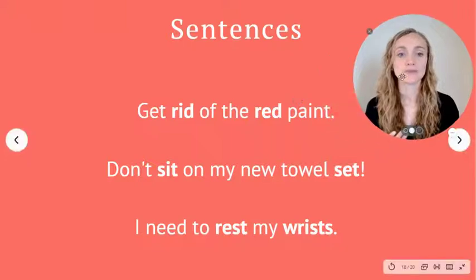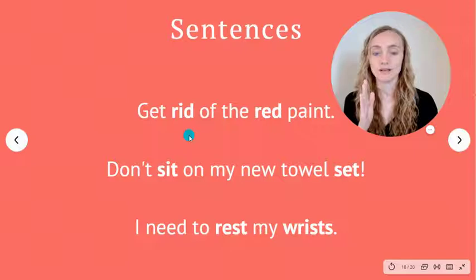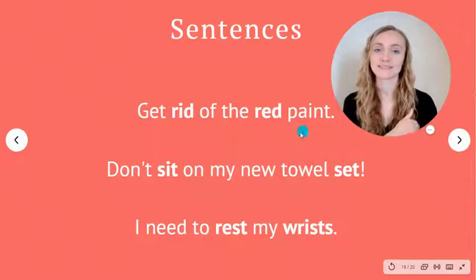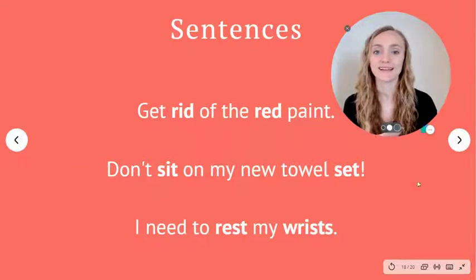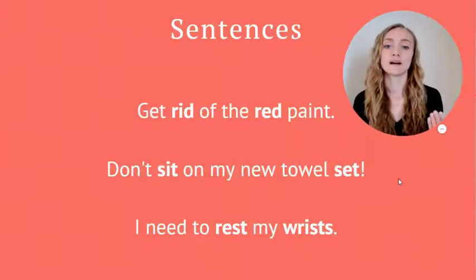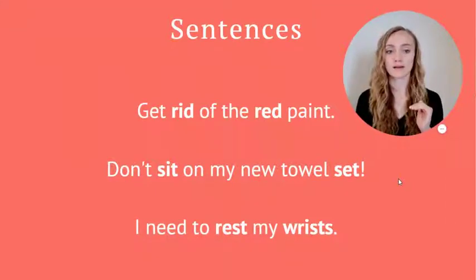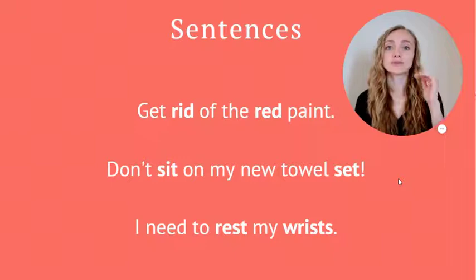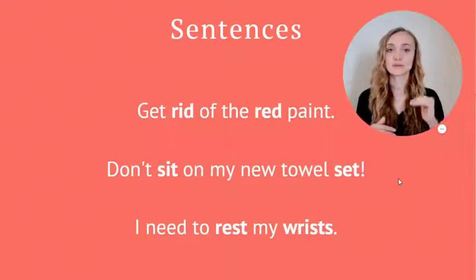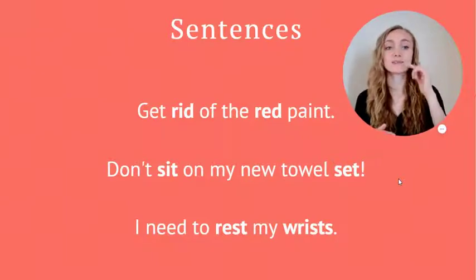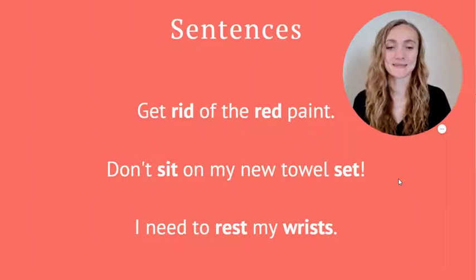So let's get to some sentences where we practice between these as well. Get rid of the red paint. Get rid of the red paint. So relaxing more for the eh. Don't sit on my new towel set. Don't sit on my new towel set. I need to rest my wrists. So now we're going from eh to I. I need to rest my wrists. Okay, great job there with those sentences.